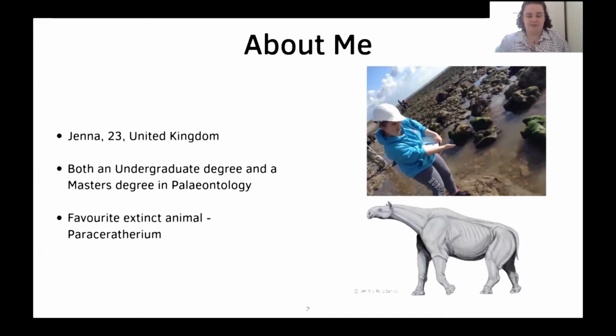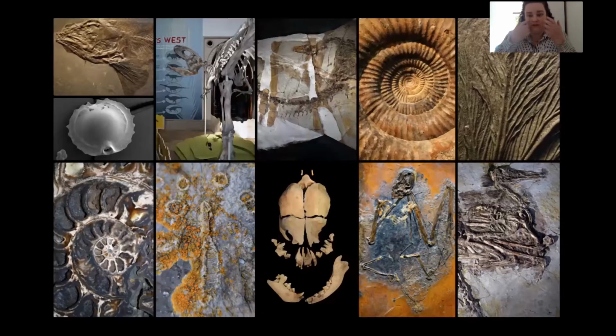My favourite extinct animal is Paraceratherium, which is an extinct rhino species from the Oligocene, and it could grow up to 7.4 metres tall. I also really enjoy taking photos of fossils that I see in museums and other collections and sharing them on social media. And here are a few examples. We've got ammonites, microfossils, Sinraptor, a Natal hyena, a bat fossil, and Confuciusornis, which is an early bird species.